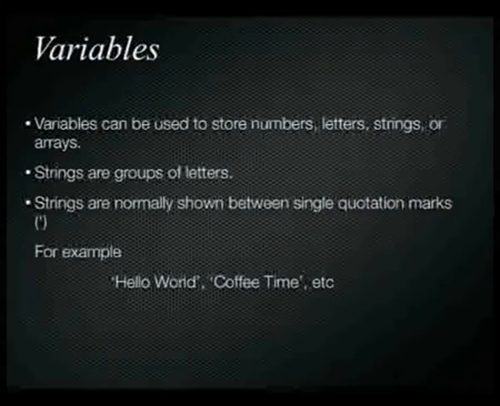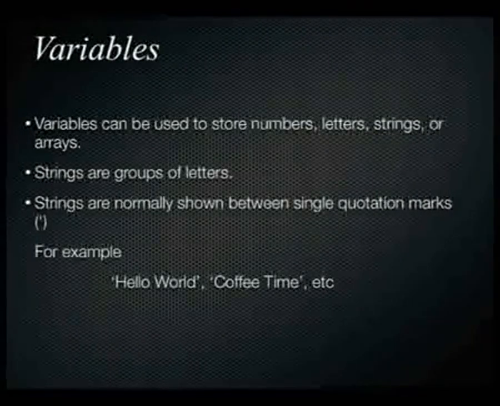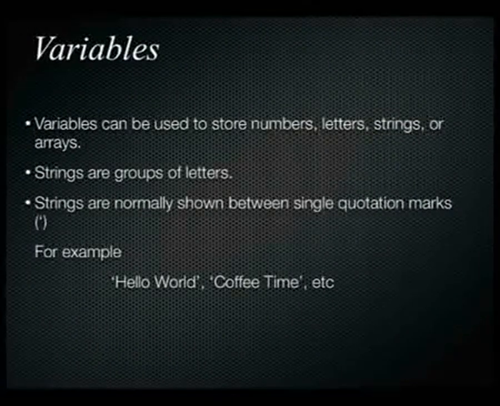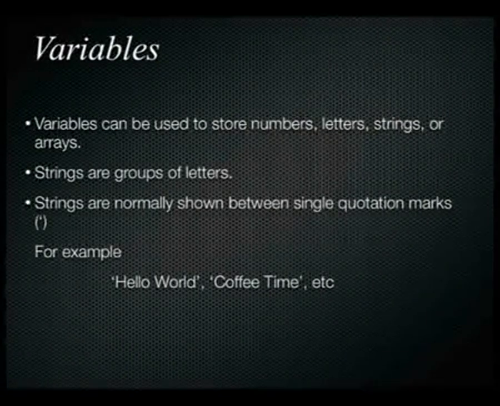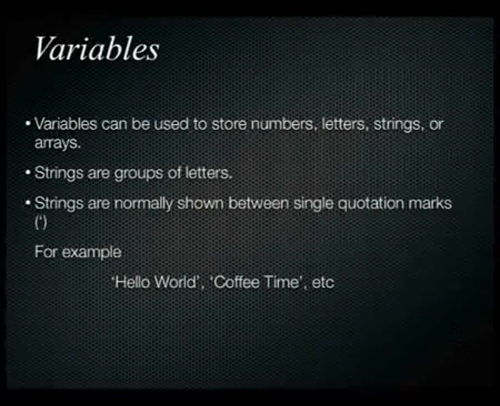So variables, of course, can be used to store numbers, letters, strings, or arrays. And of course, strings are nothing more than groups of letters that we might chunk together in an array. It's basically an array of characters. Strings are normally shown between single quotation marks. I'm going to give you some examples here: hello world, coffee time, and so forth. So they're examples of how you might define a string in a flowchart and also inside a program.